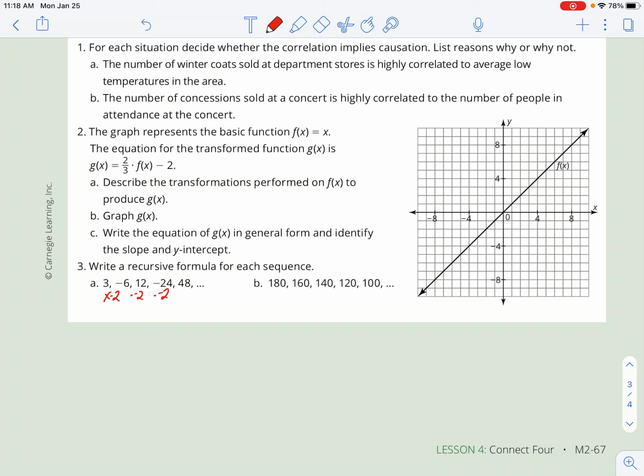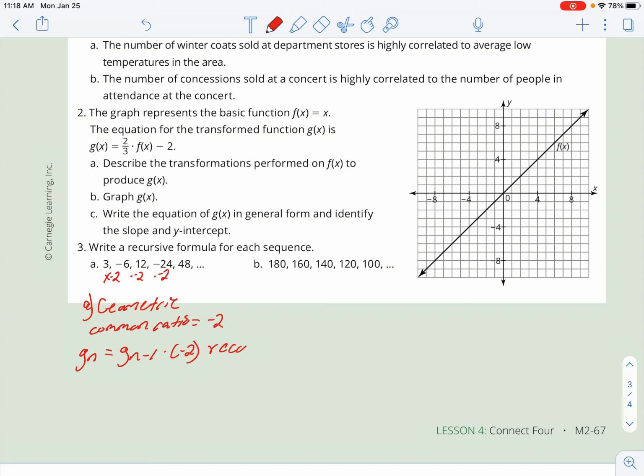Now, the recursive formula on those. Let's go way back then on the recursive formula. For letter A, this is first off called a geometric sequence because we're multiplying by -2. So the common ratio is what we call that. Ratio, not ration, is -2. So the recursive formula looks like this, where you take the previous one and multiply it by the common ratio, -2. That is the recursive one.